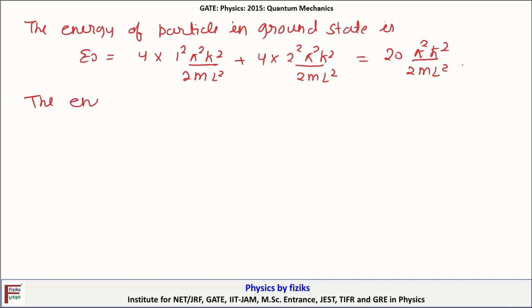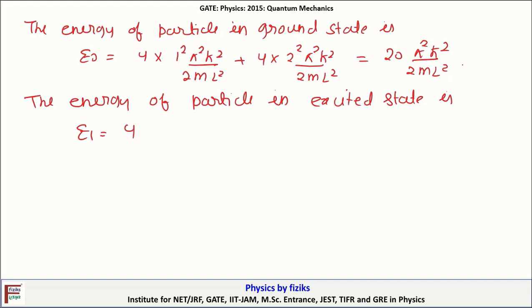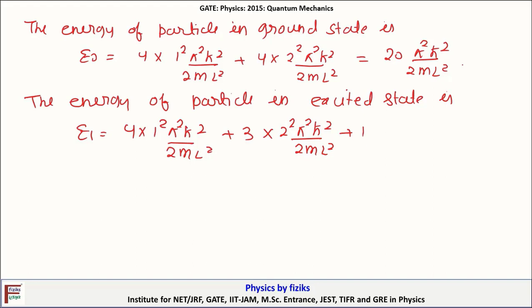The energy of the particle in the excited state is E1 equals 4 into 1 square pi square h square by 2 ml square plus 3 into 2 square pi square h square by 2 ml square plus 1 into 3 square pi square h square by 2 ml square, that is 25 pi square h square by 2 ml square.